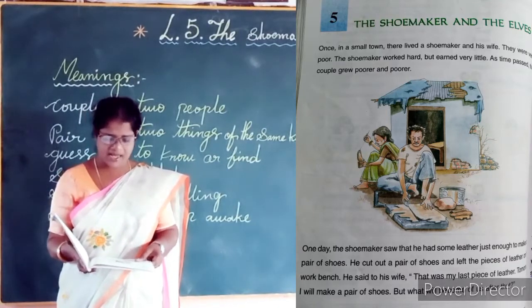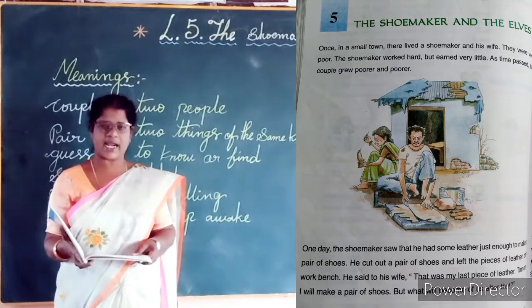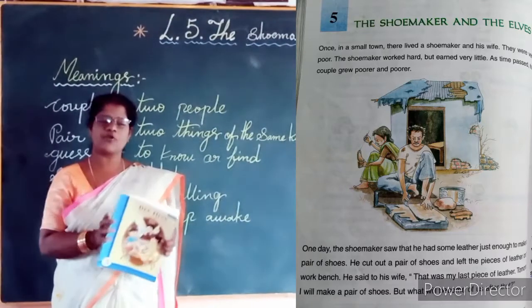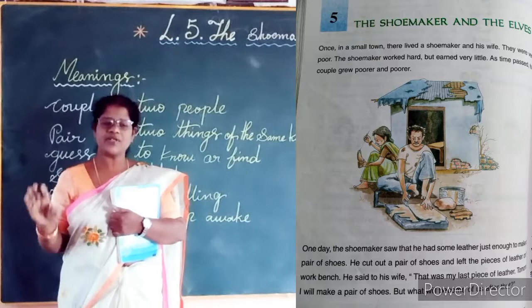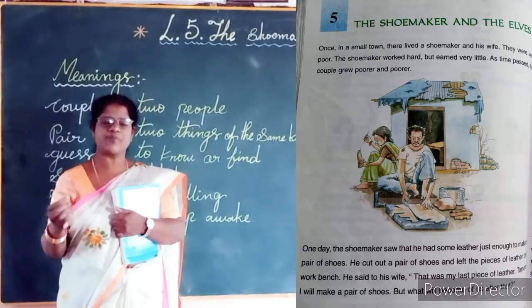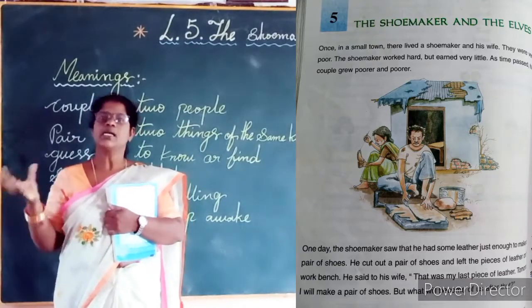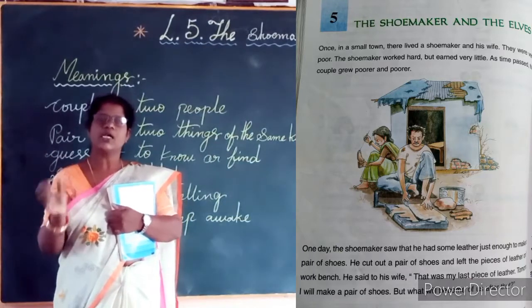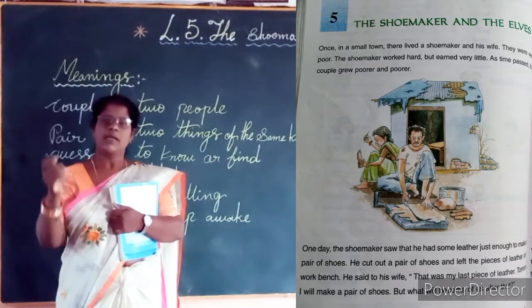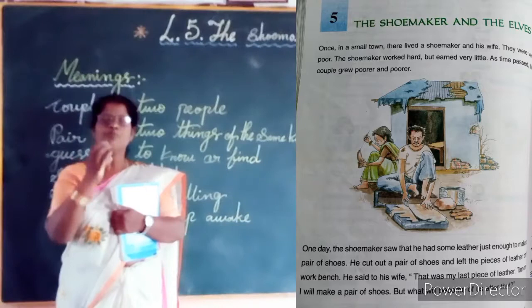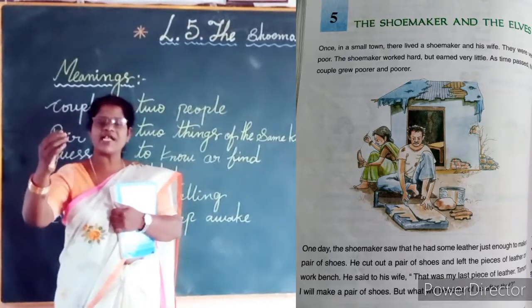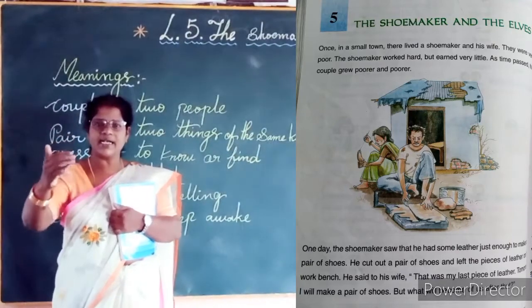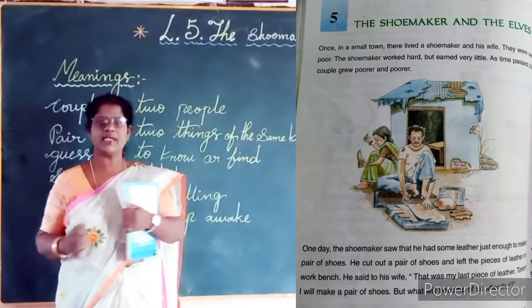As time passed, the couple grew poorer and poorer. Of course the shoemaker has some money with him, but he is unable to earn much in that shoe mending job. That family became very poor. Day by day the financial status of that couple is decreasing.